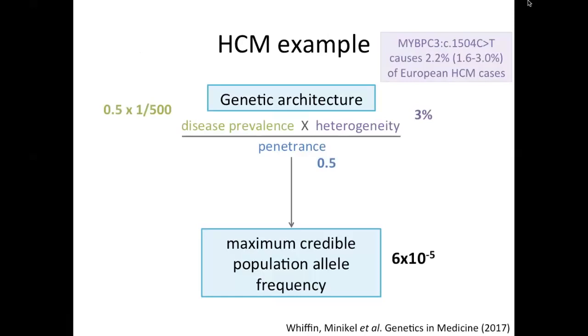So if we plug these numbers into our equation, we get a maximum credible population allele frequency for HCM of 6 times 10 to the minus 5. Now this is a lot lower, you might realize, than the 0.1% that a lot of people would use for a dominant disorder.